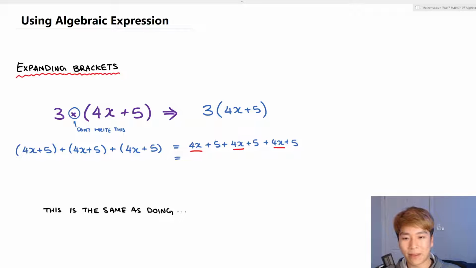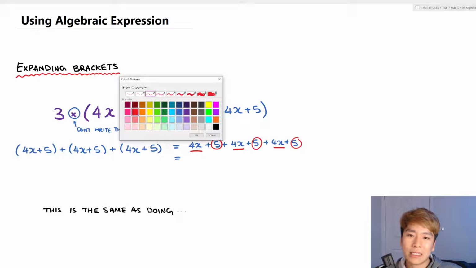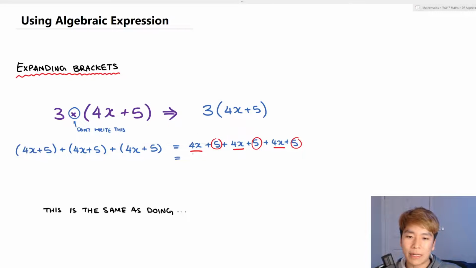Okay. And my other ones are my 5s, right? So 5 plus 5 plus 5. So these are my 2 terms. So I can add all my like terms together. So what do I end up with? Well, I can say 4x plus 4x plus 4x is, well, I start with 4, add another 4 gives me 8, add another 4 gives me 12. So that becomes 12x. And then 5 plus 5 plus 5 gives me a total of 15. Right. So this expression here, 3 bracket 4x plus 5, is equivalent to, or is the same as 12x plus 15.